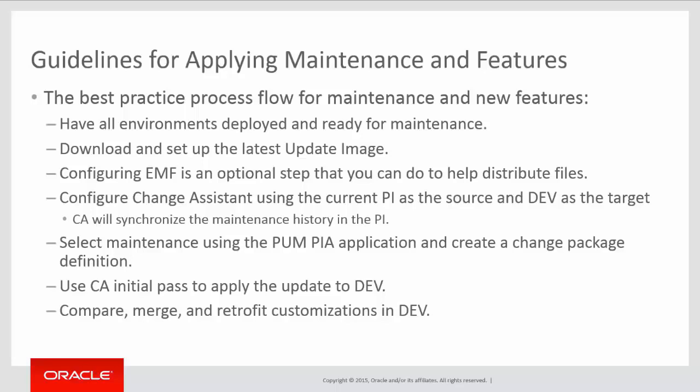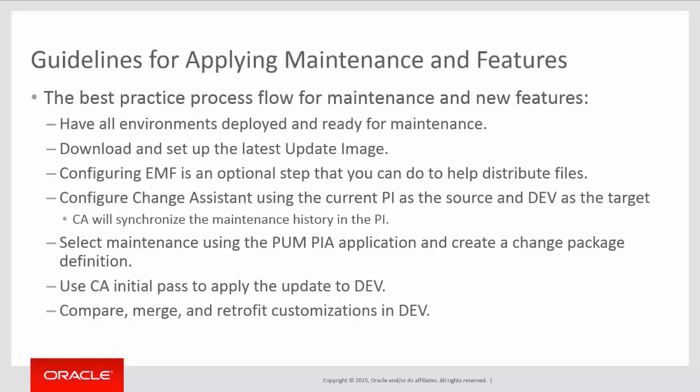By configuring it, it will help distribute files to appropriate locations. Configure Change Assistant using current download update image as the source image and your dev environment as the target. The maintenance history will be synchronized from the target to the source to prepare the PeopleSoft Update Manager to be used. The maintenance history is going to tell the update image the maintenance that you've applied to your system. That will help drive the Update Manager PIA pages and assist you with searching for new maintenance.